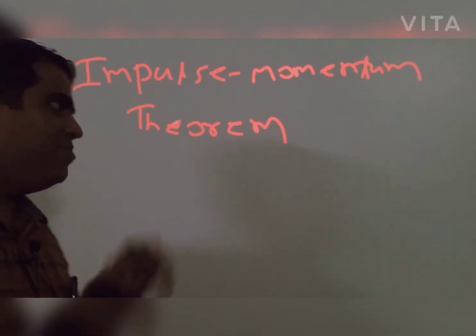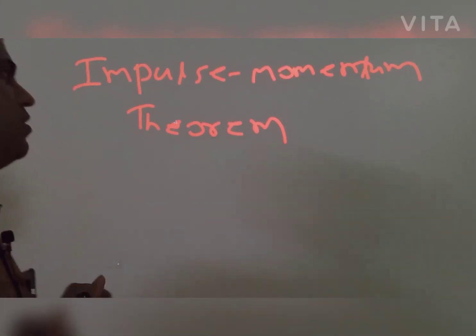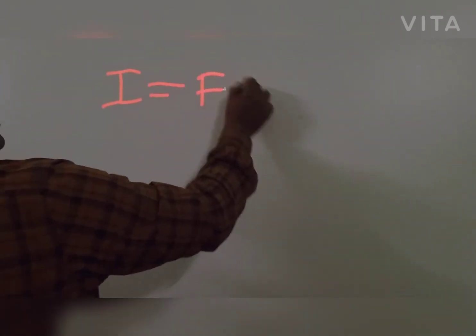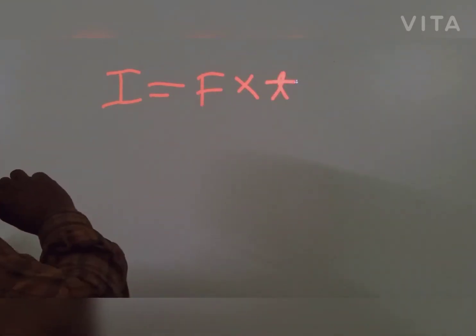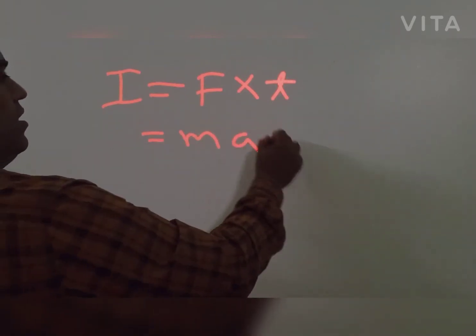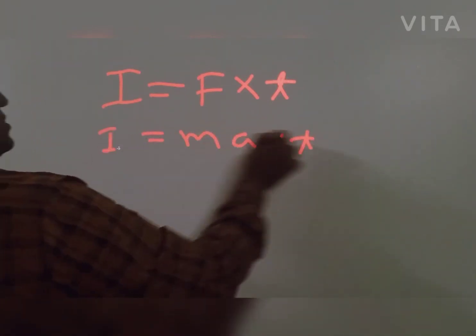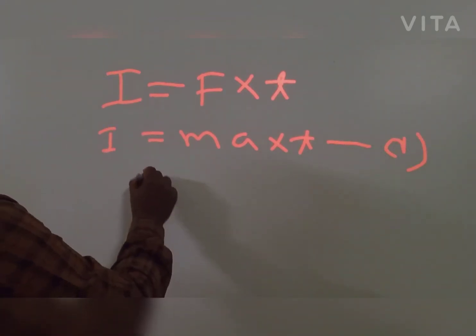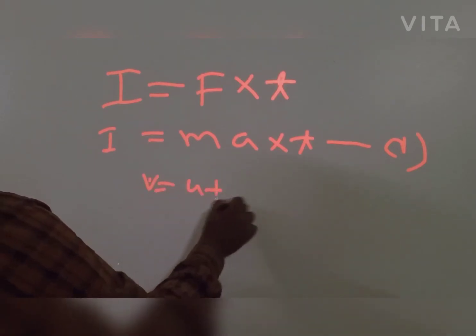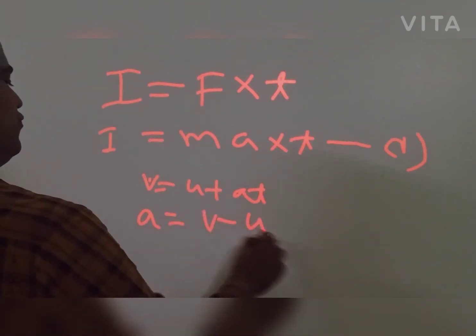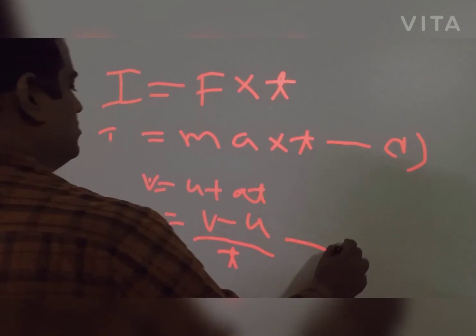Now, we discuss the impulse momentum theorem. What is the impulse momentum theorem? We know that impulse can be written as the product of force and time. Force can also be written as the product of mass and acceleration. Time remains, and this is taken as equation number 1. From the equation of motion v equals u plus at, acceleration can be found as a equals v minus u divided by t, equation number 2.